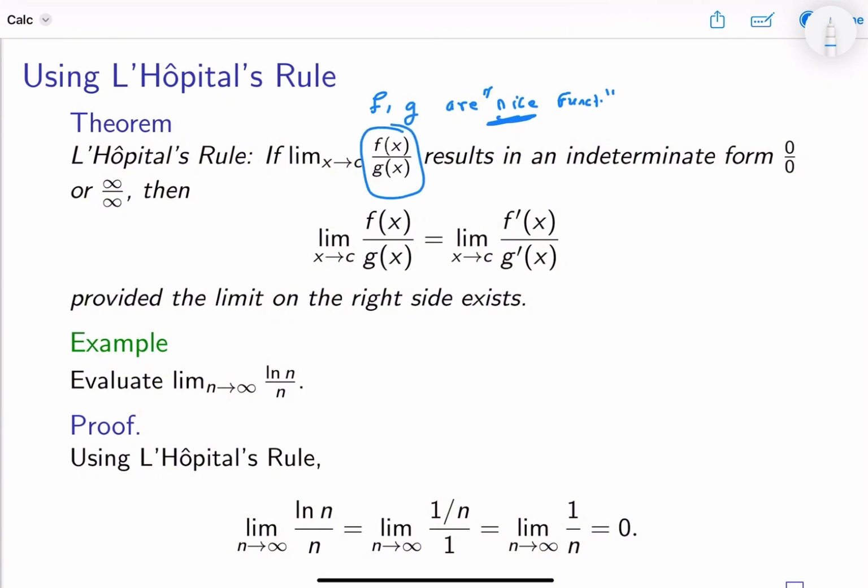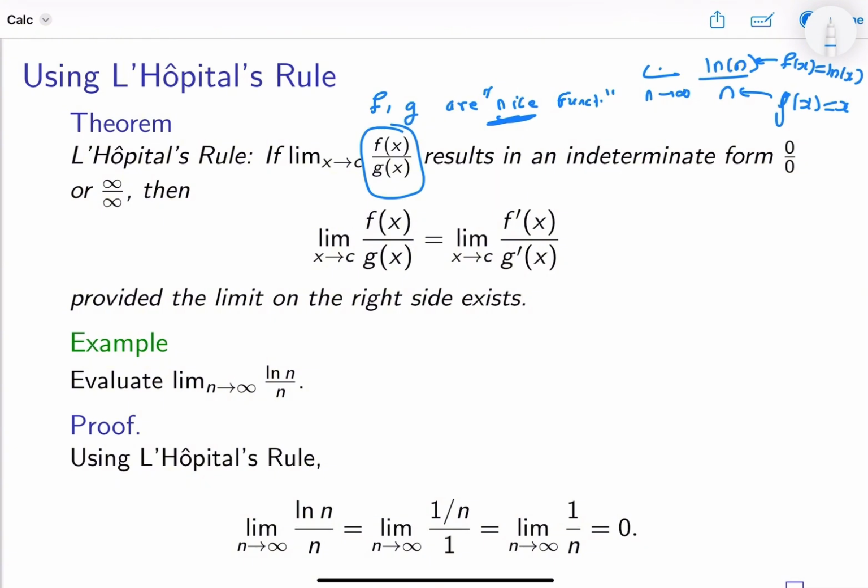For example, let's say you want to compute the limit of log of n over n as n tends to infinity. So in this case, more generally, you have two functions and you want to compute the limit of that. What the rule says is that here the first function f of x is log of x, and g of x equals x, evaluated at n.